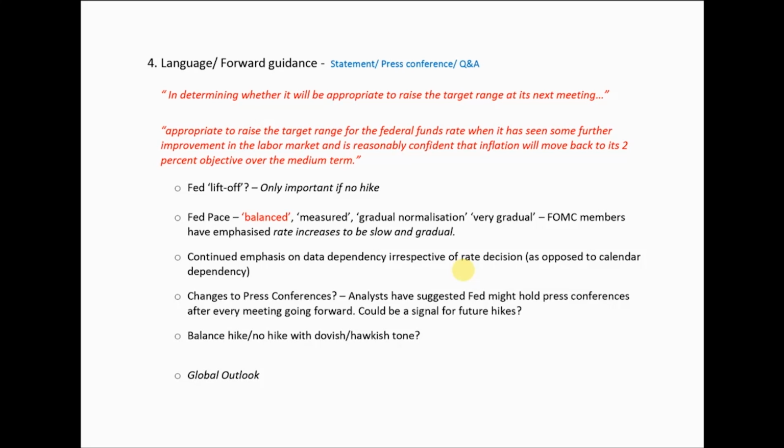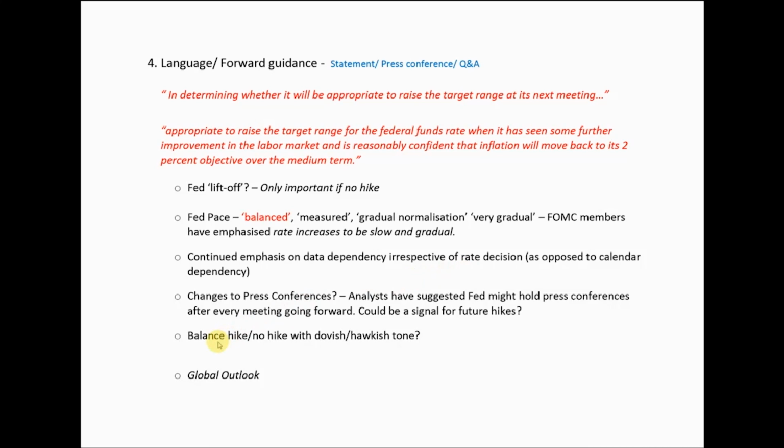Will there be any changes to future press conferences? Analysts in the past have suggested the Fed might hold a press conference after every meeting going forward, and this could be a signal for future hikes, or that every meeting is live. So again, it's not something that's been talked about too much recently, but it could potentially provide some forward guidance as to every meeting being live.